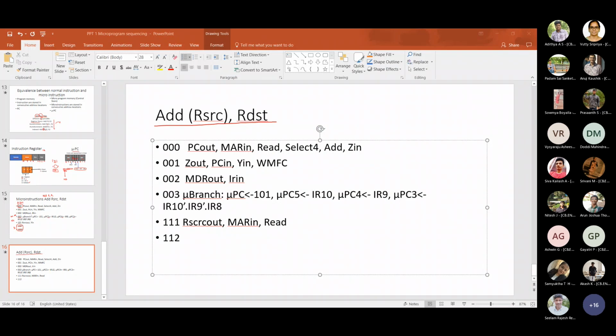In 112, what should we have? R destination out, Y in, then wait for memory function to complete. Yes, R destination out, Y in. Very good. Then wait for memory function to complete. Now we are waiting for the memory function to complete.